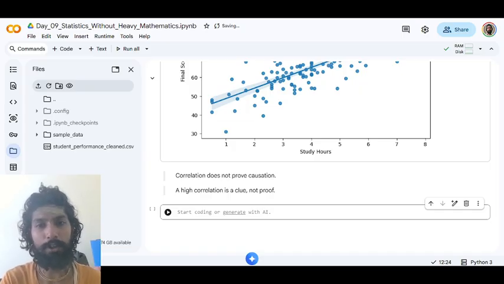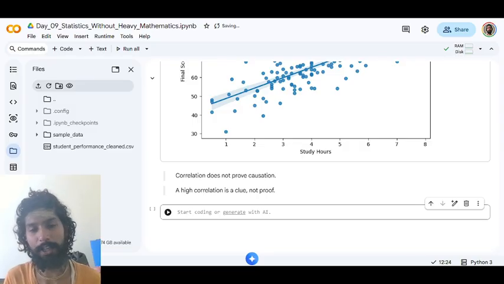Correlation summarizes an overall relationship. It does not guarantee an exact prediction for every individual. Later in this series, when we build machine learning models, we will evaluate predictions more carefully. We will not rely on correlation alone.